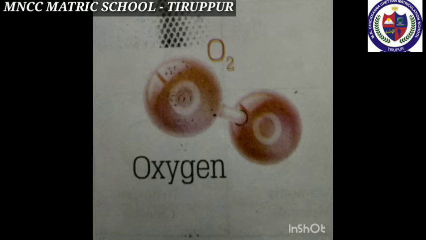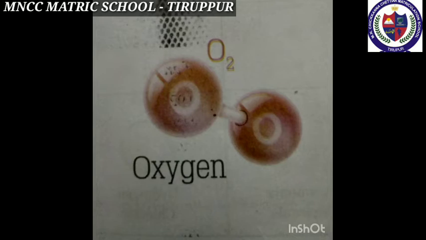Move on to the topic molecules. A molecule is made up of two or more atoms chemically combined. See this picture. Oxygen gas in the air that we breathe is made up of two oxygen atoms chemically combined. Molecules can be classified as follows.